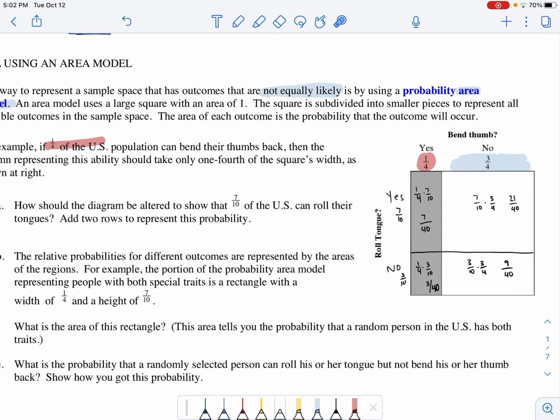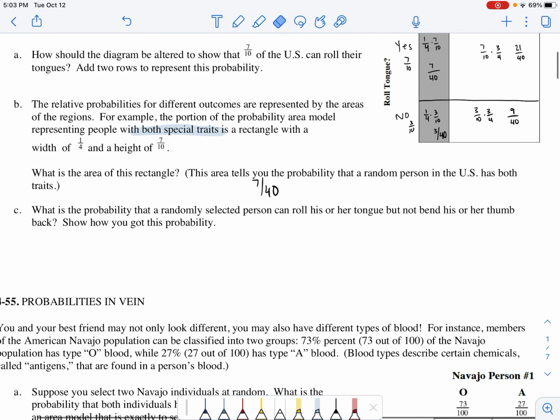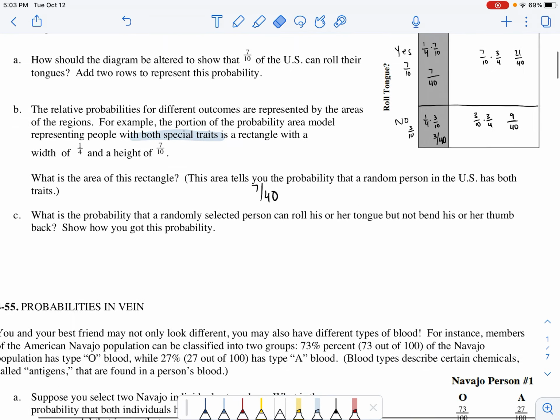I'm checking that my area is 1. And that's this question here. What is the area of the rectangle? 1. That's the area of the entire square. And then the probability that someone has both special traits would be this chunk here, which would be 7 out of 40.